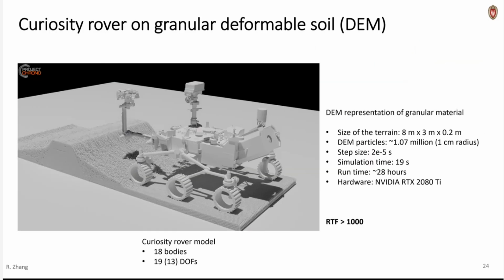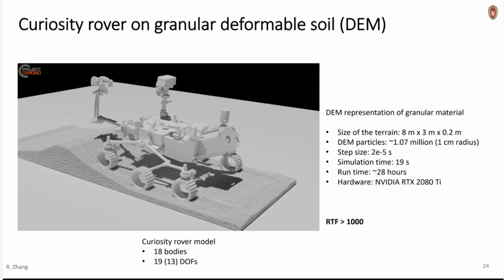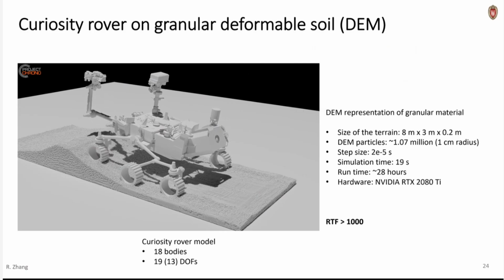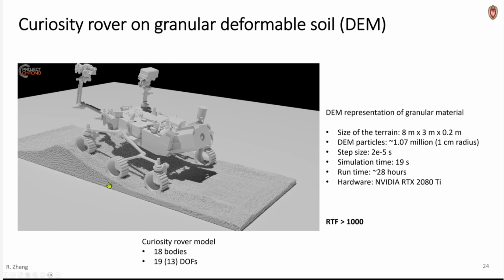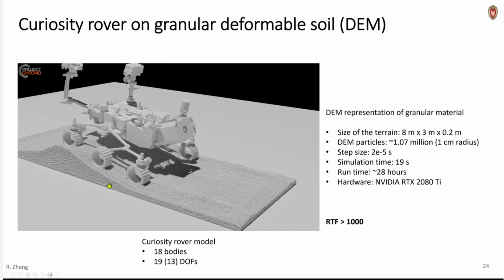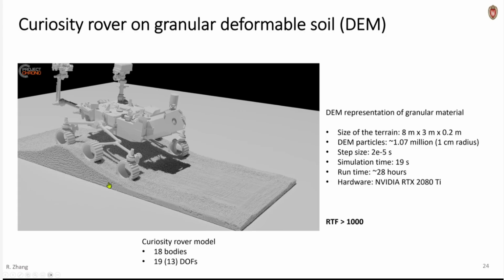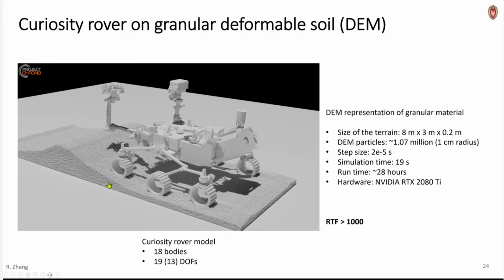Now, how do you model deformable terrain? Well, arguably the most accurate way of doing it is with this many-body approach, this granular dynamics approach, where you model individual soil particles and the interactions between all these soil particles. And this is the Curiosity Mars rover evolving on granular terrain.